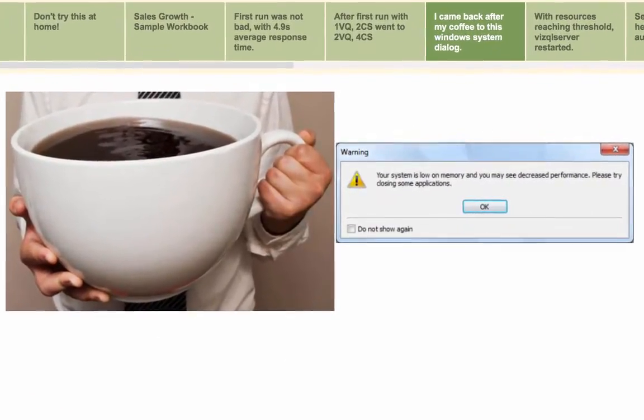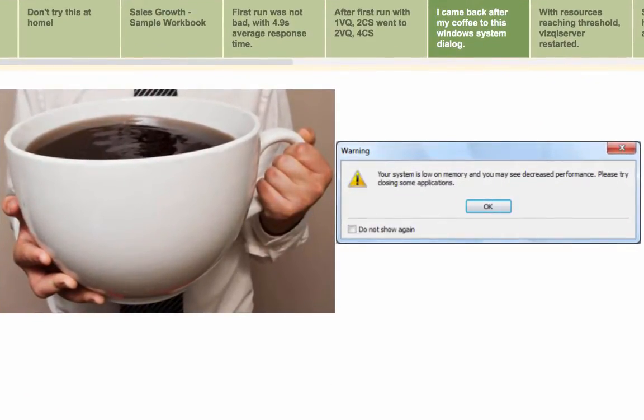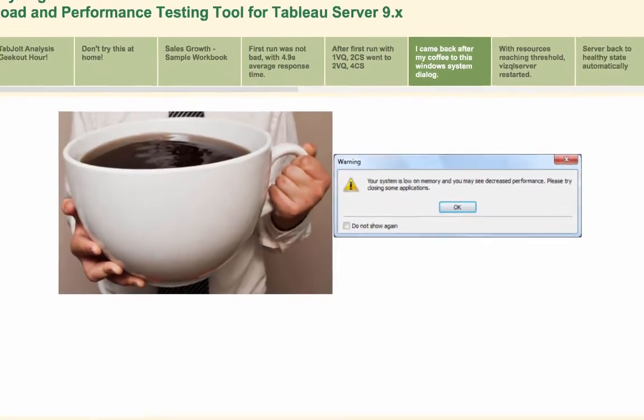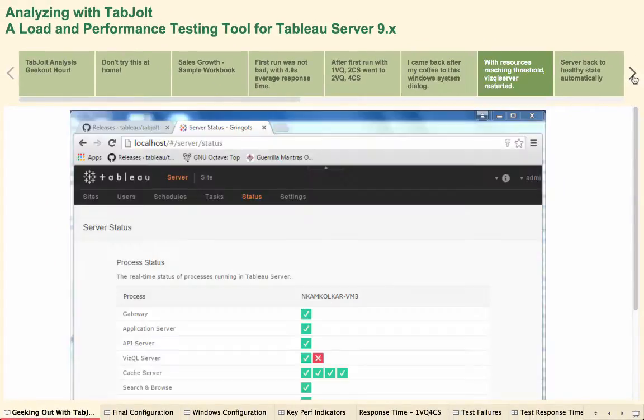But by the time I got my coffee back, I was sitting at this particular message on my Windows Parallels VM: your system is low on memory and you may see decreased performance, please try closing some applications. Well, that wasn't great news for the test that I was running. But I thought, let me take a look at what's actually going on with the server.